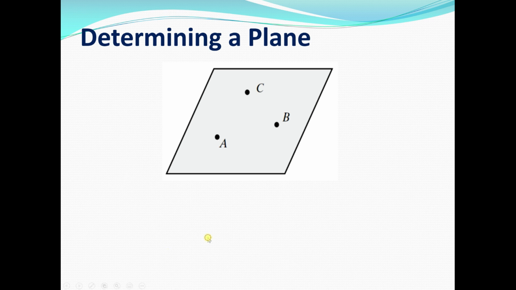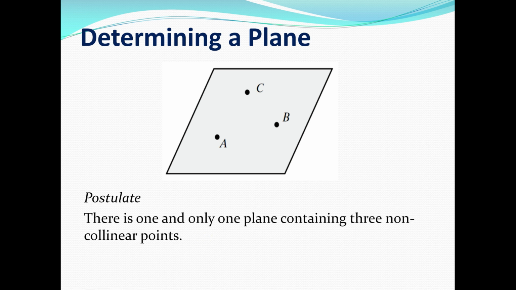So one way of determining a plane is as follows, and that is a postulate. There is one and only one plane containing 3 non-collinear points. Again, 2 points determine a line, and 3 non-collinear points determine a plane. What if the 3 points were collinear? Do they still determine a plane? Well, the answer is no, or not necessarily, I should say, because if you have 3 points that are collinear, they actually determine a line, and that's it.